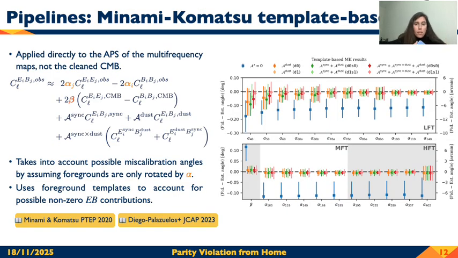The Minami-Komatsu template-based method is very similar to the one that I described during the introduction. The novelty is that it takes into account the EB foreground contribution through templates. So something that we tested in this analysis is how realistic these templates have to be in order to get unbiased results of beta. We saw that they don't have to be perfect, so we were able to obtain unbiased results of beta using templates that were obtained using simple models, even though the sky was simulated with complex foregrounds.